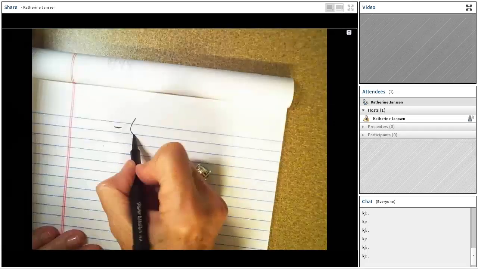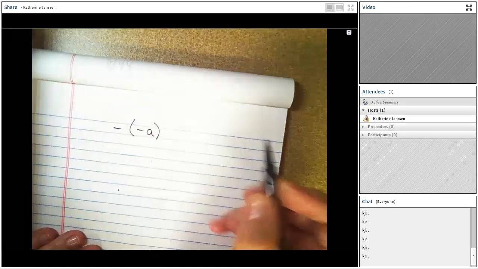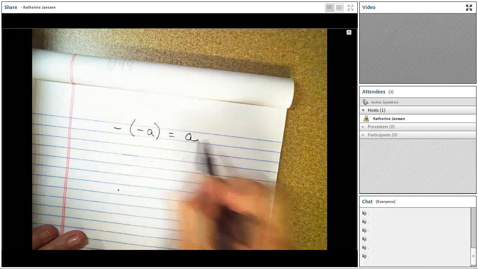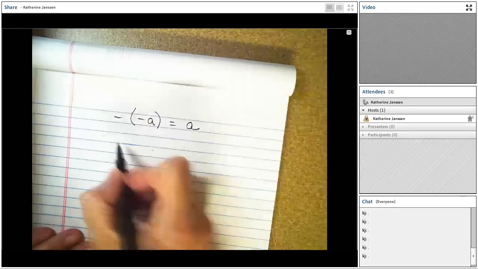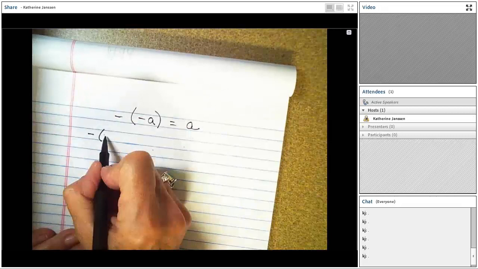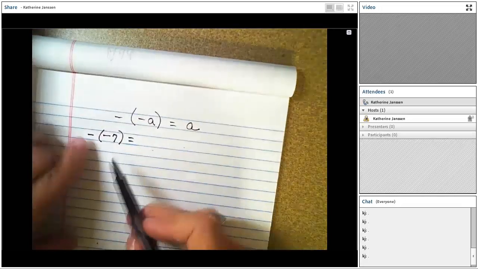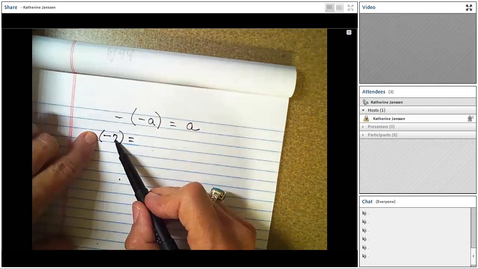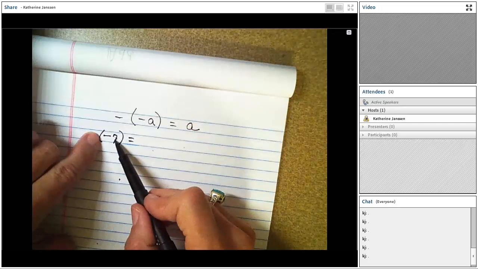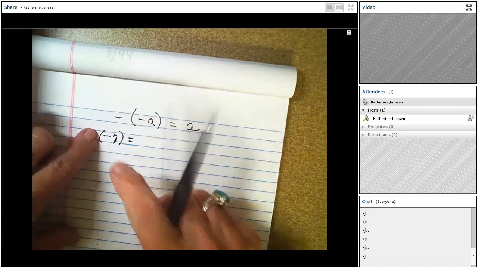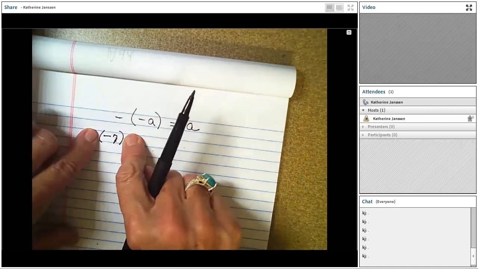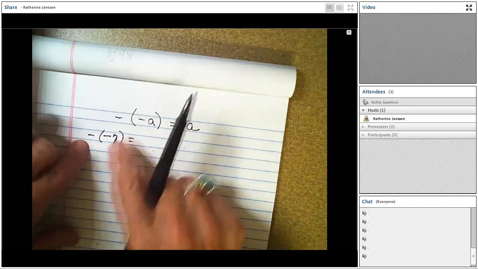Something interesting is that the opposite of the opposite of any real number is the real number itself. So if I have the opposite of negative 7, here's negative 7, and I'm asking for its opposite. The opposite of negative 7. If I have negative 7, its opposite is positive 7.